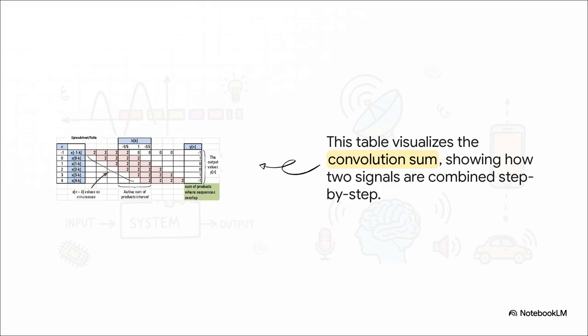All it is, is a process of sliding one signal over the other. At every single step, you just multiply the values that are currently overlapping, and then you add them all up. And by doing that over and over, you build the final output signal one piece at a time.